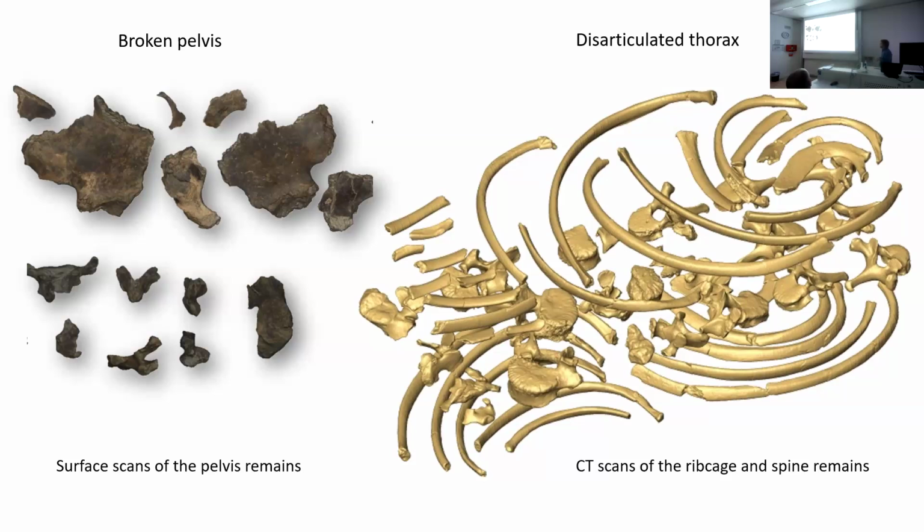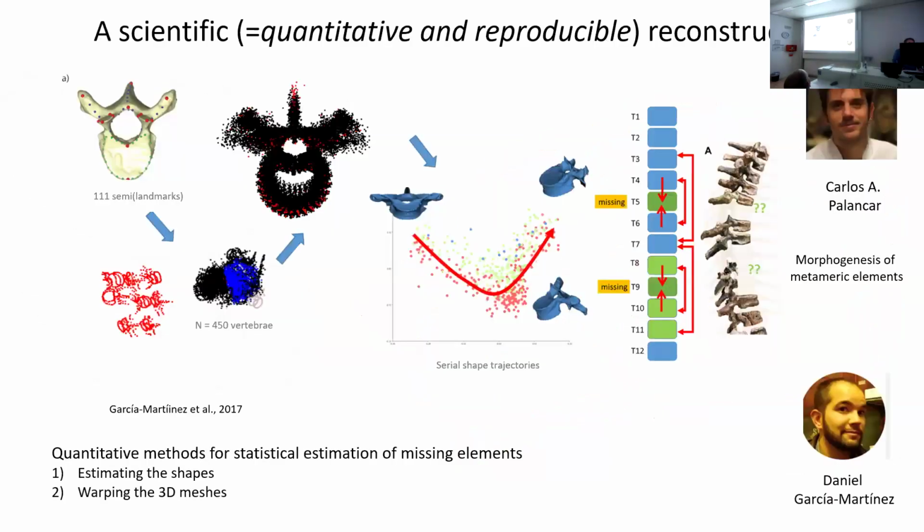But we wanted to develop a method for a standardized reconstruction and searched therefore for methods that could provide a quantitative and reproducible reconstruction, because fitting all these parts together needs to be based on some comparative work. And so we devised first a method to estimate metameric elements.